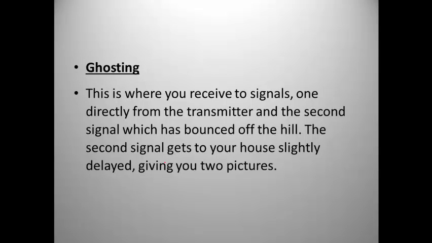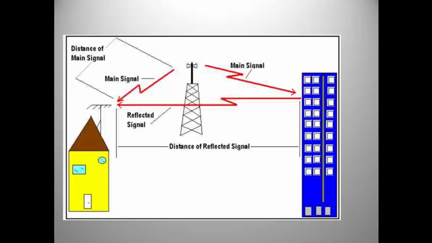Now, ghosting. This is about when you receive signals one directly after the other. What I mean by ghosting is that if you get a picture, you can see another shadowy picture behind it. Now ghosting is caused by this. For example, this is your house and this is your aerial. The aerial is going to transmit a signal directly to your house where you'll get your original picture right there.